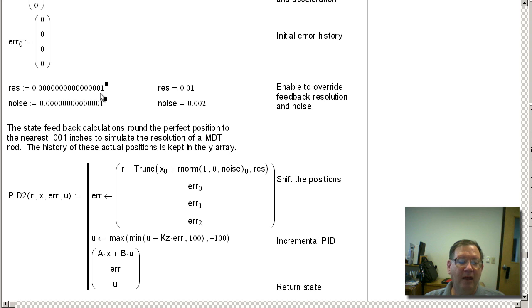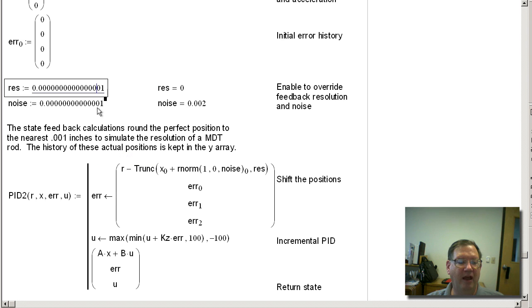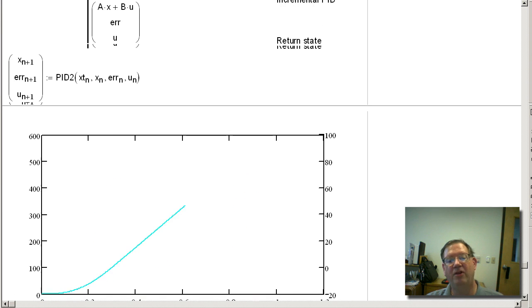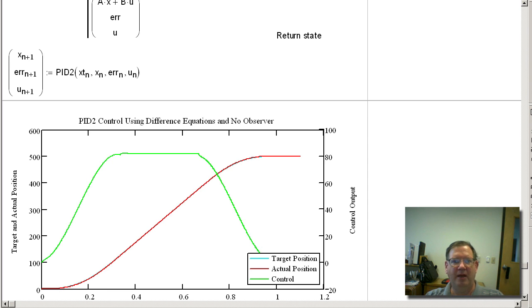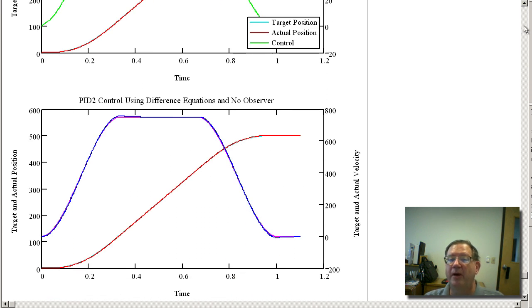But if I enable these functions so the resolution is infinite and there's no noise, you can see the control is actually pretty near perfect, even though my estimated model from which I calculated the feed forwards and the gains is not exact as the actual. You can see the control is really pretty good. But the problem with many PID systems, and especially if you're using the derivative and the second derivative gain, is that you can't estimate the velocity and acceleration accurately.